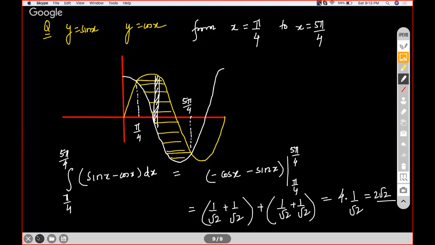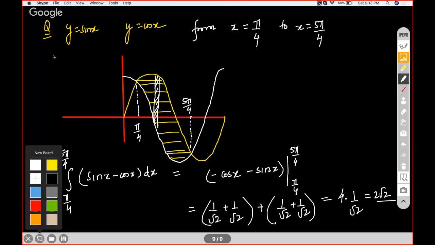Okay, try this one, the last question. Then I'll move on to some other concepts. Find the area between the curve whose equation is x cubed minus 2x squared minus 3x and the x-axis.